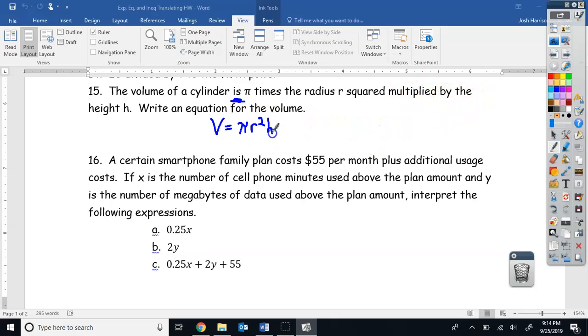So notice it's pi times the radius multiplied by the height. Now technically I could have just said pi times the radius times the height, but I wanted you to make sure that you understand that multiplied by and times still means multiplication between all of these. So this would be the equation. The reason it's an equation is because of this major word right here, is.